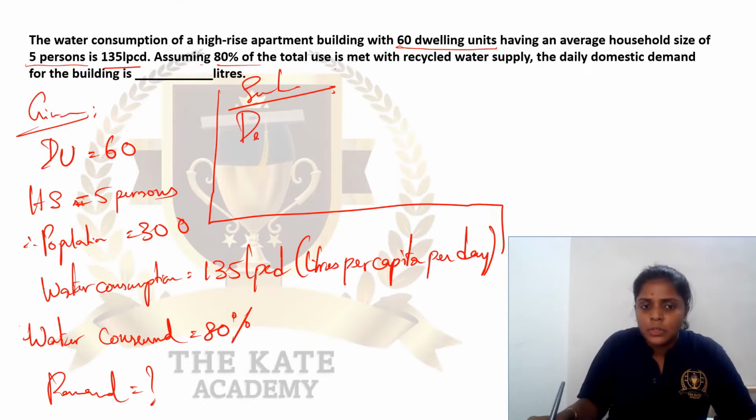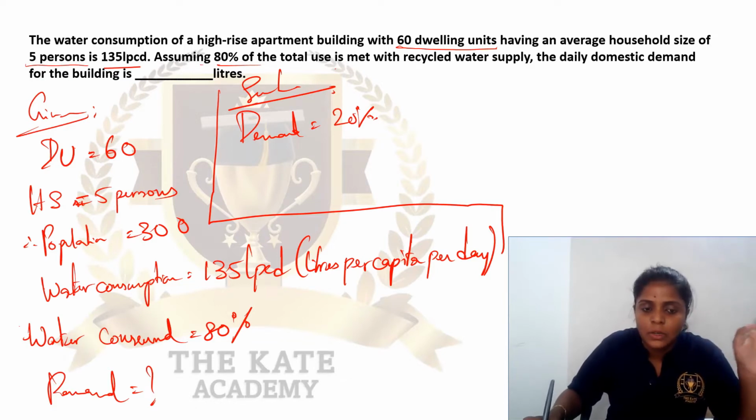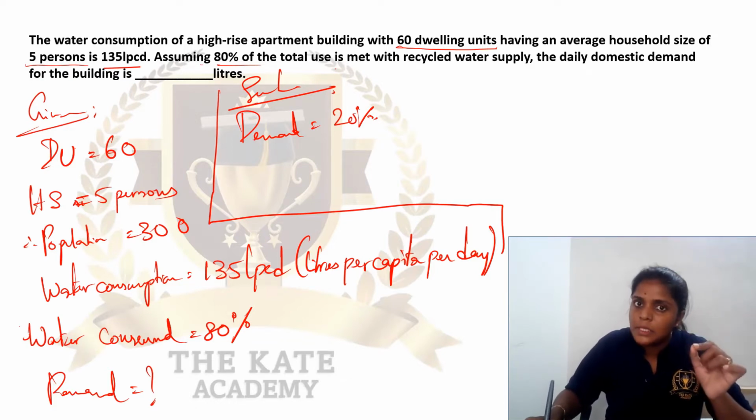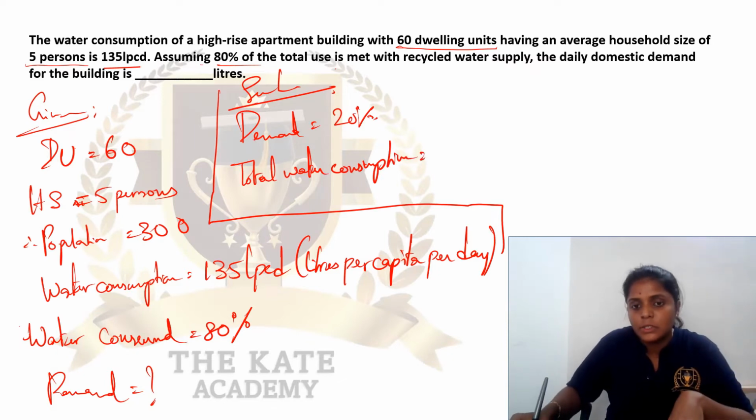See, we already know that demand is, if 80% is consumed, then the balance is the demand, right? 20%. Okay. Now let us first see how much water will have to be consumed. So per person consumes 135 liters per day. But how many people are there? 300 people. So total water consumption is equal to 300 into 135.